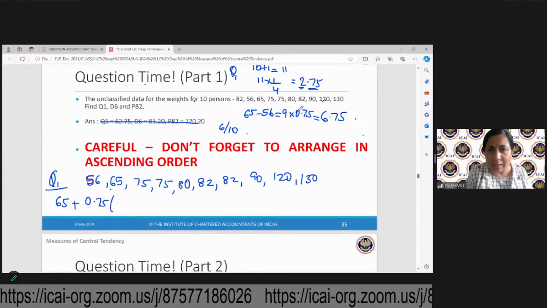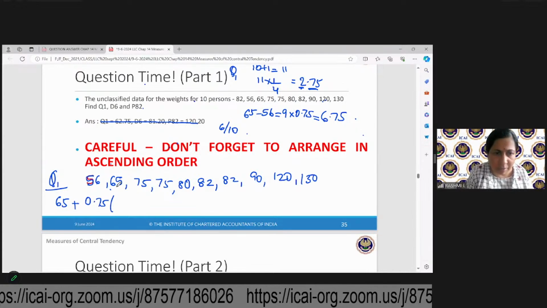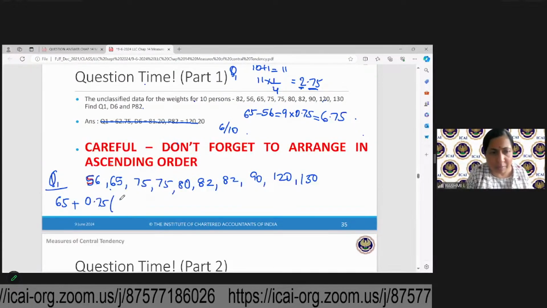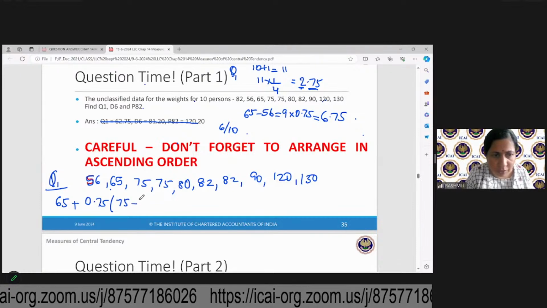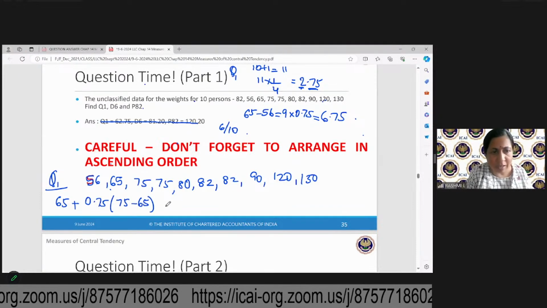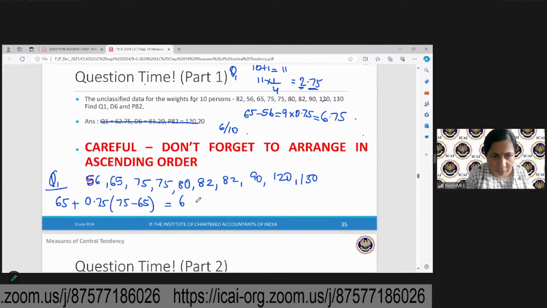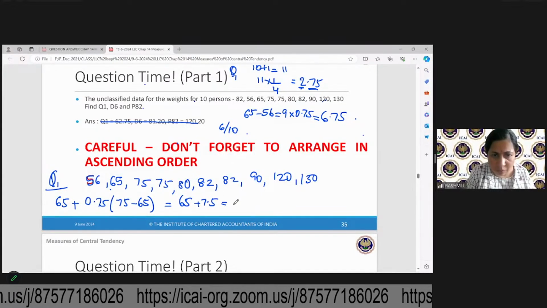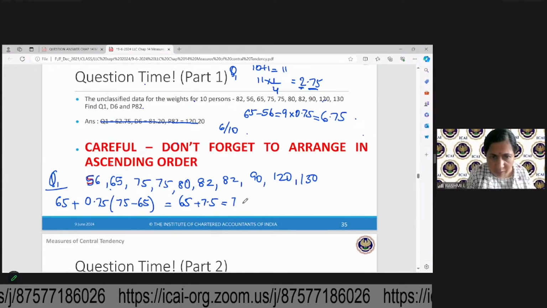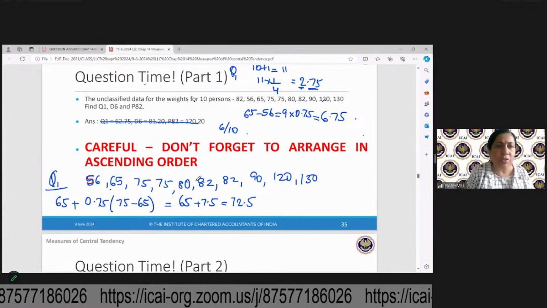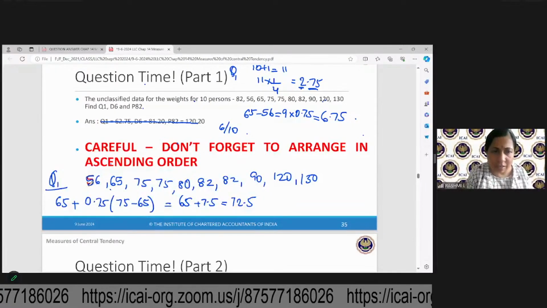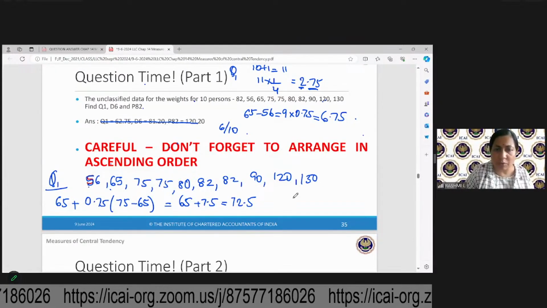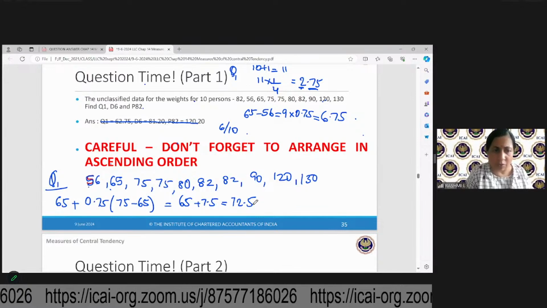So 65 plus 0.75 into what? What are the second and the third numbers? Second number is 65 and third number is 75. So 75 minus 65, which is 10. So this is equal to 65 plus 7.5 which is equal to 72.5. Okay. So this is Q1 for this data, 56, 65 up to 130. This is the data.